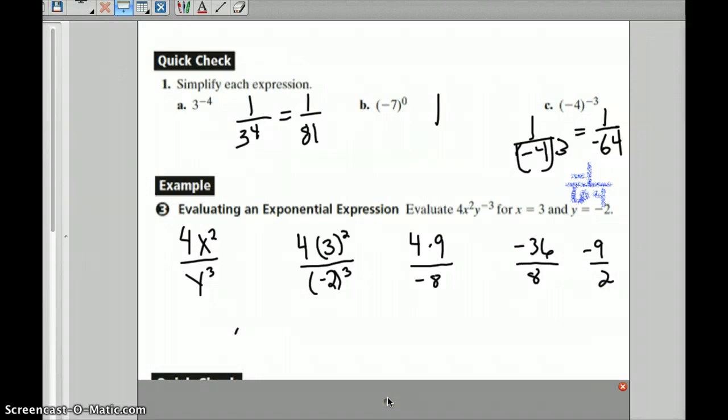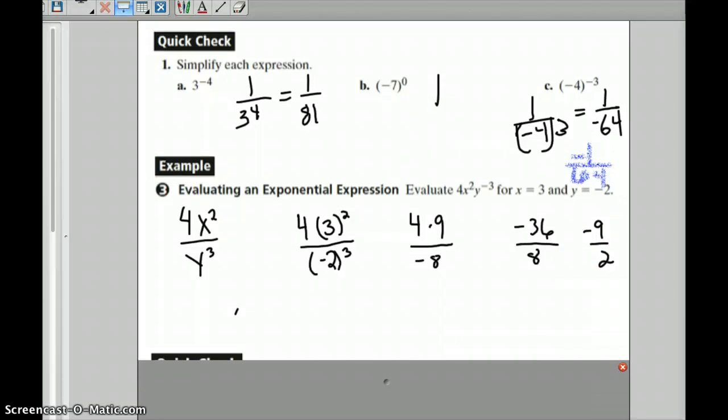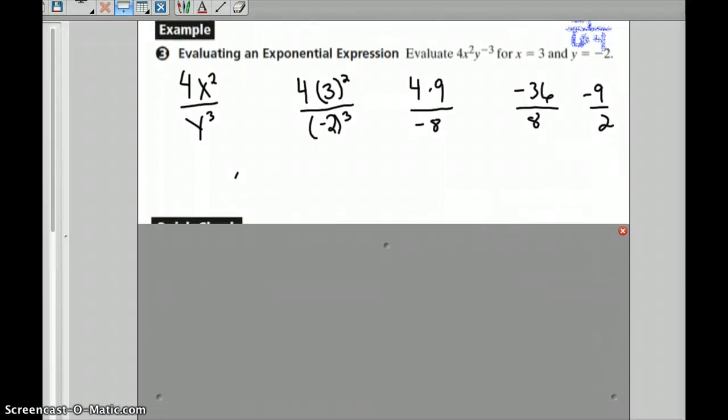Okay? Let's go ahead. Try the quick check, see how you do on that. I'm going to be giving you the answers here. When you're done, you can check your work, and we'll move on.